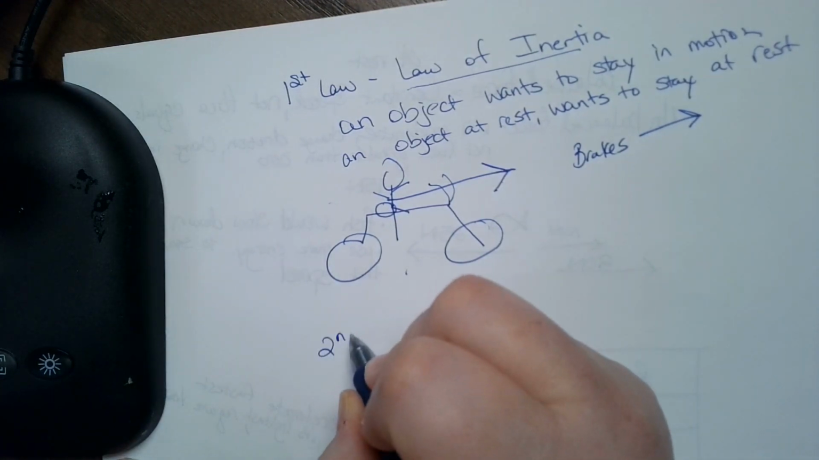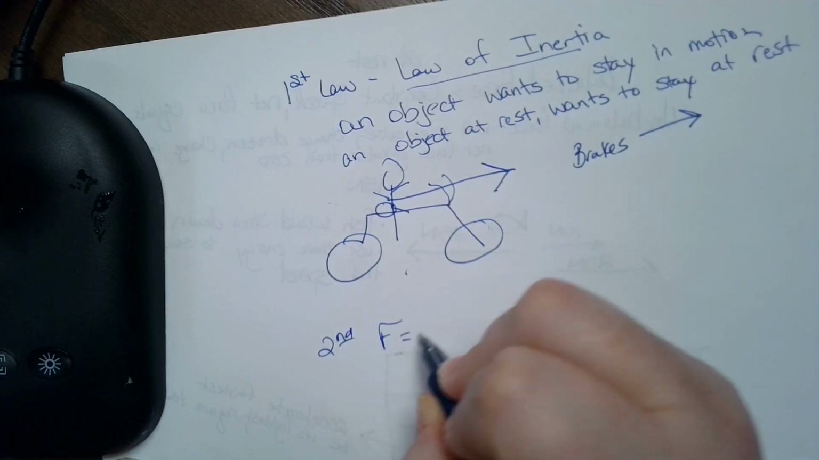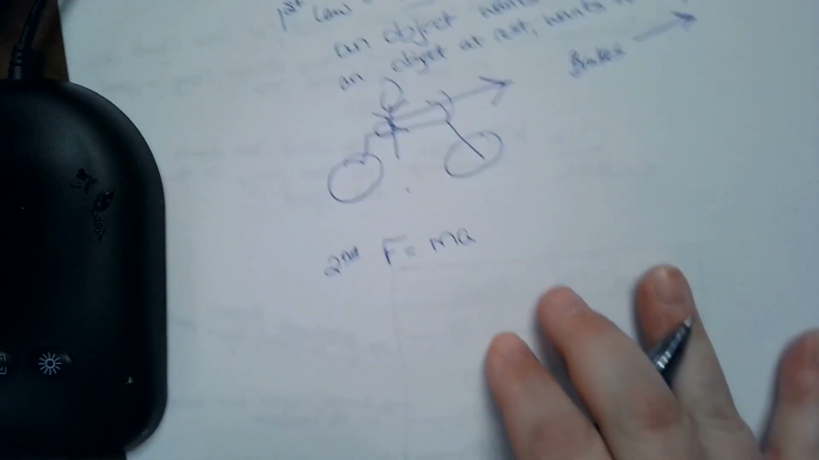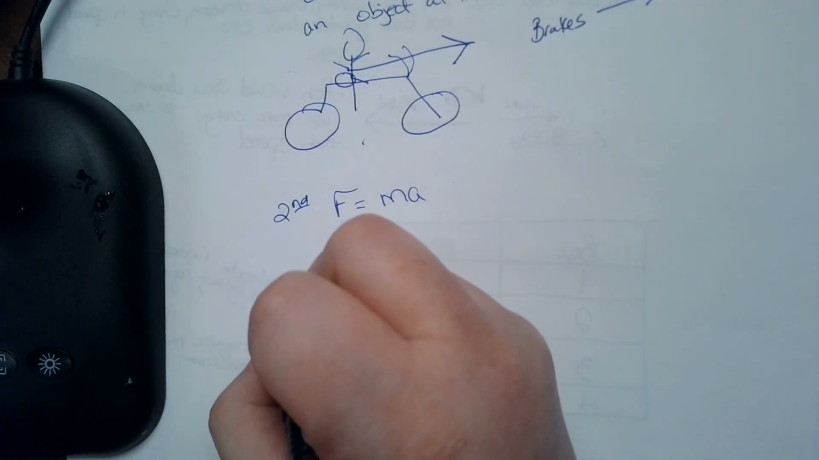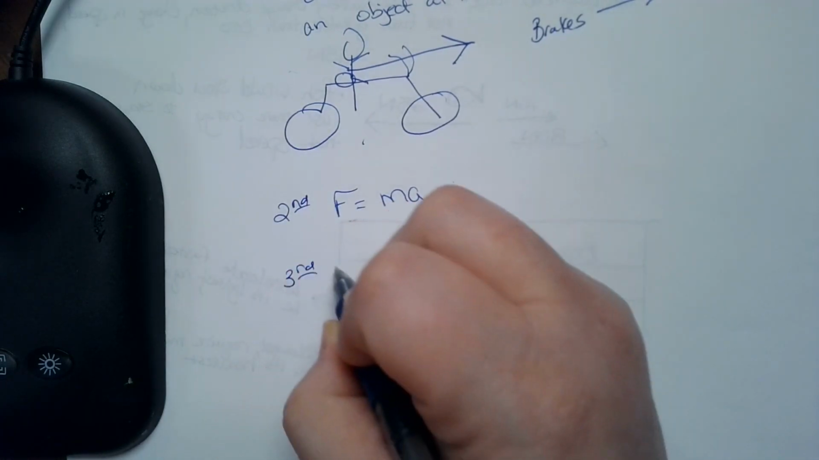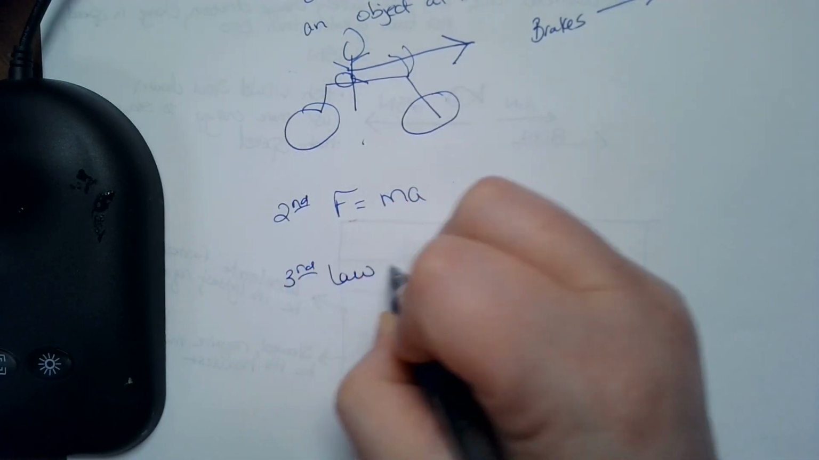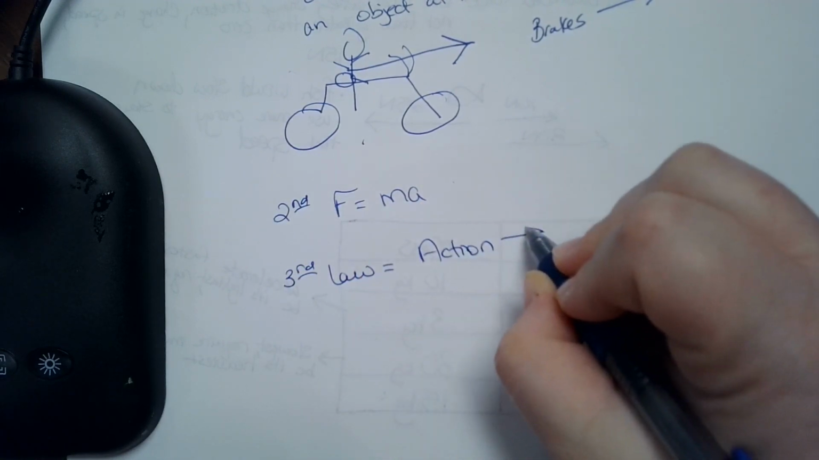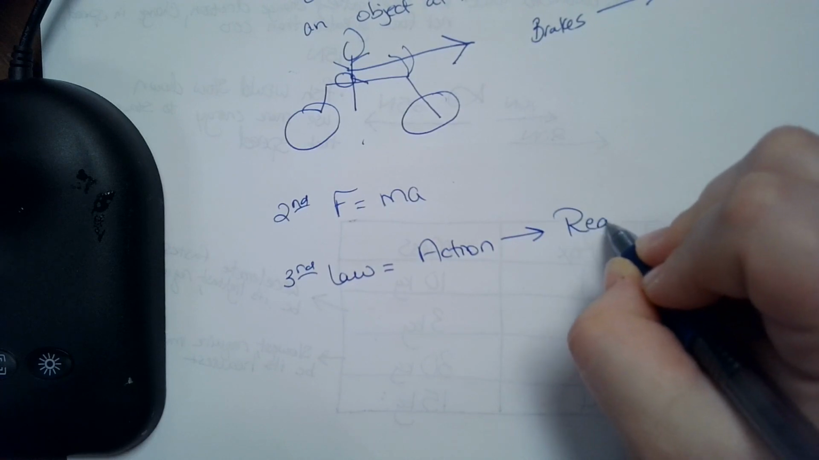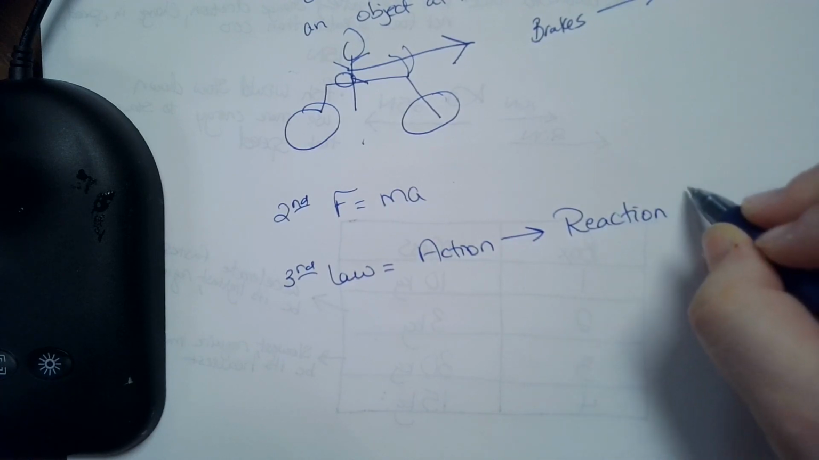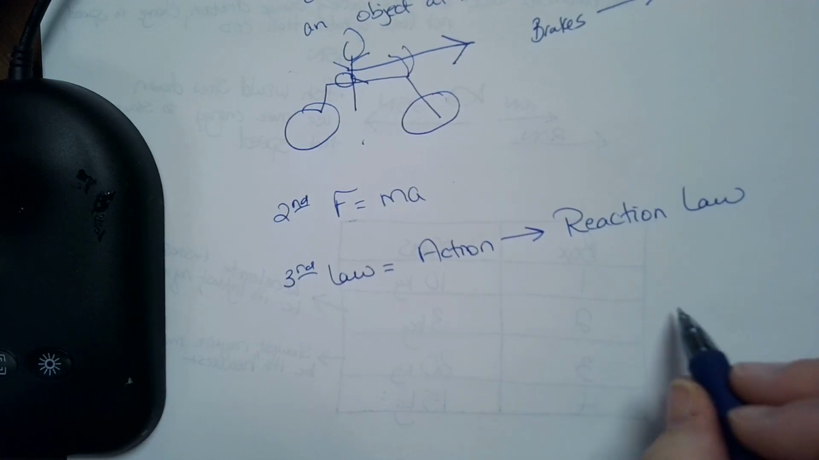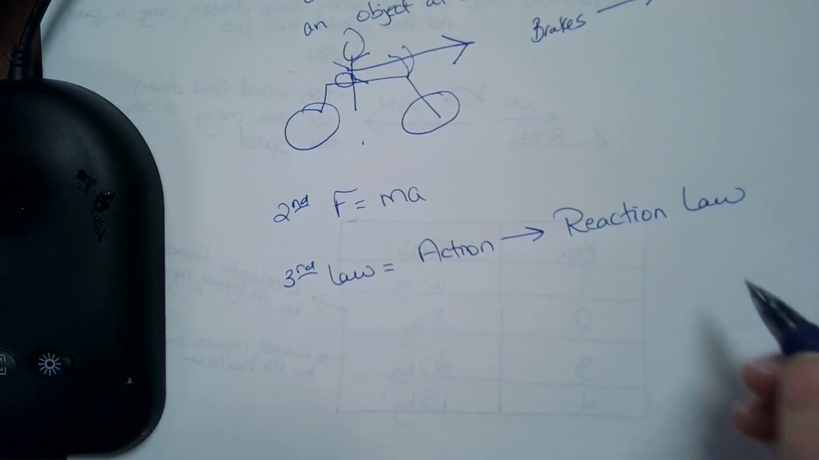The second law is the one that says force equals mass times acceleration, which we just talked about a few minutes ago. Now, the third one is the one that's tripping us up. Newton's third law is the action-reaction law. Here's what we have to understand about the action-reaction law.